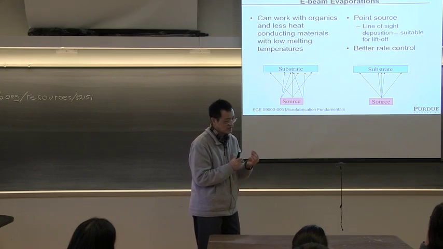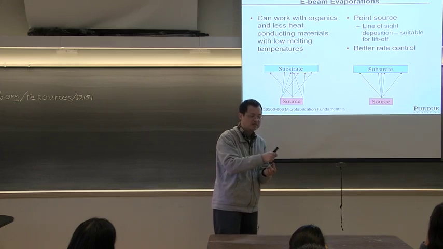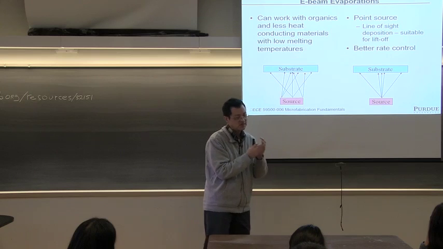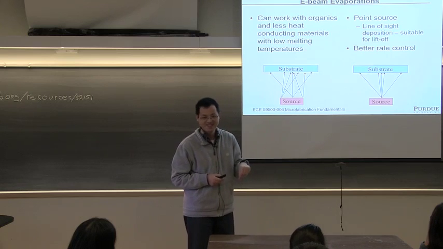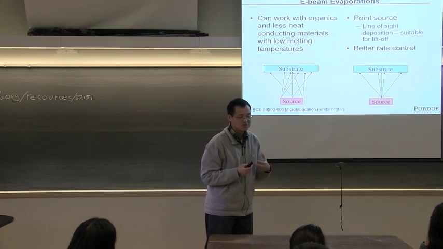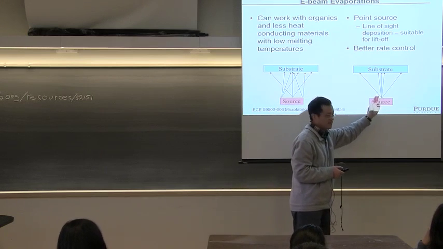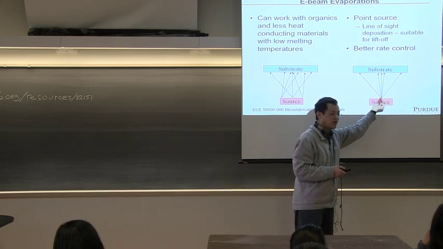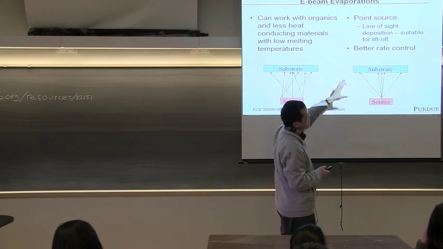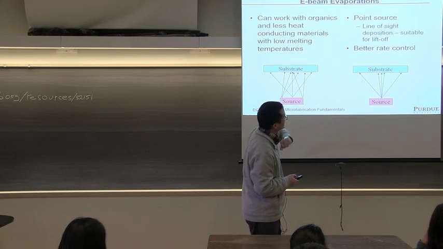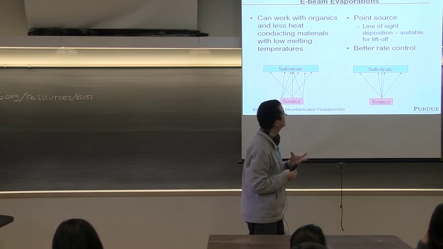For the E-beam, you can actually scan the electron beam so that the heating area is large. But you can also say, okay, I'm not scanning the electron beam. The electron beam is hitting a spot, always hitting the same spot. Of course, you will drill a hole very quickly into the metal, but there's a reason why we want to do that. If you focus your evaporation to a tiny spot, it will create a line of sight deposition. We will see that in the next couple of slides. It's very suitable for the process we call liftoff.